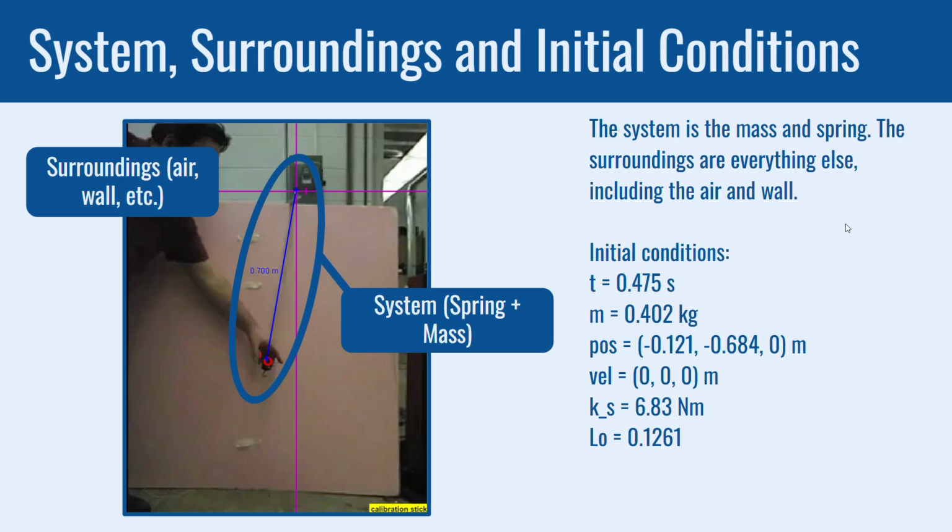So for the system, surroundings, and initial conditions, our system is the spring and the mass, and the surroundings is the air, the wall, everything else that could have interacted with it. And for our initial conditions, we have the time, the mass, initial position, initial velocity, spring constant, and the length of the spring unstretched.